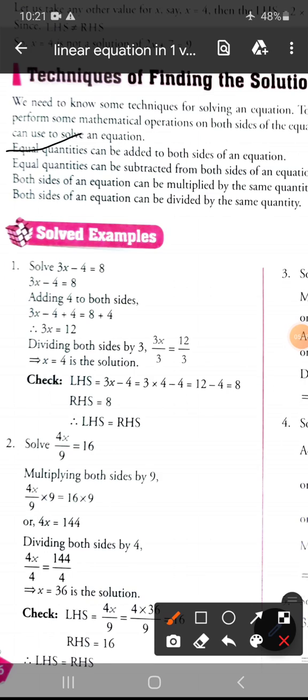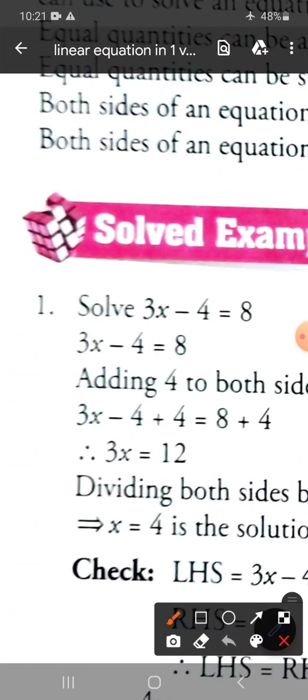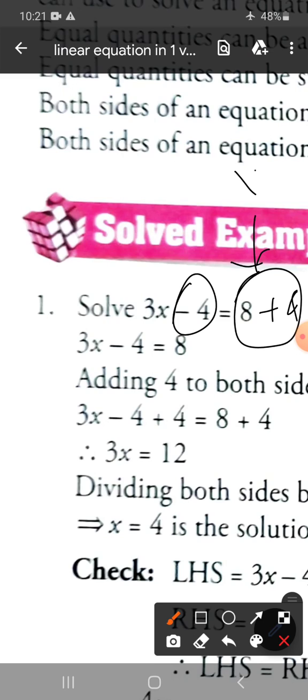One more thing that we will keep in mind while finding the values of these variables is that we will try to keep the variables on the left hand side and the constants on the right hand side. So in example number 1, what we will do is we will add 4 on both sides to eliminate this minus 4 from LHS. What we will get after adding 4 on both sides will be plus 4 will be added to RHS to become plus 12. And this minus 4 will be added with plus 4 to get 0.